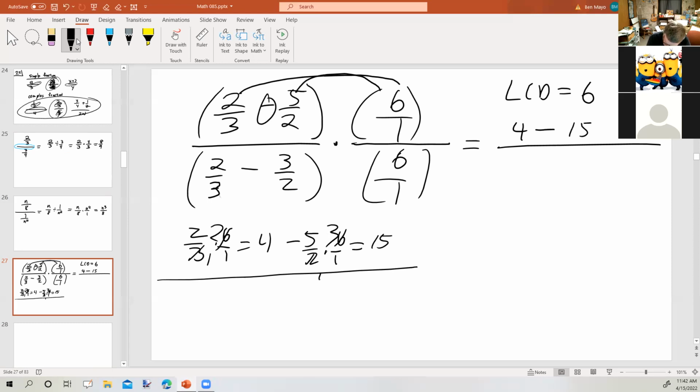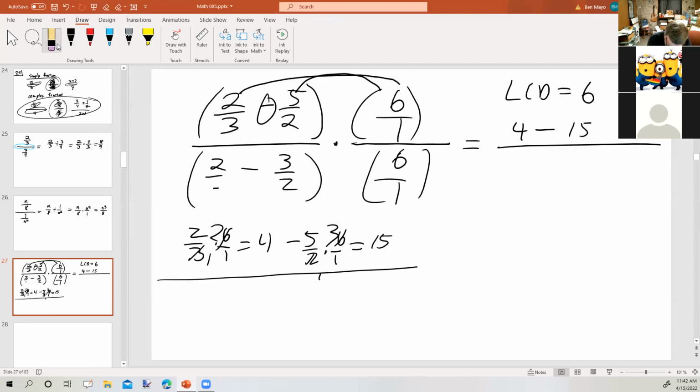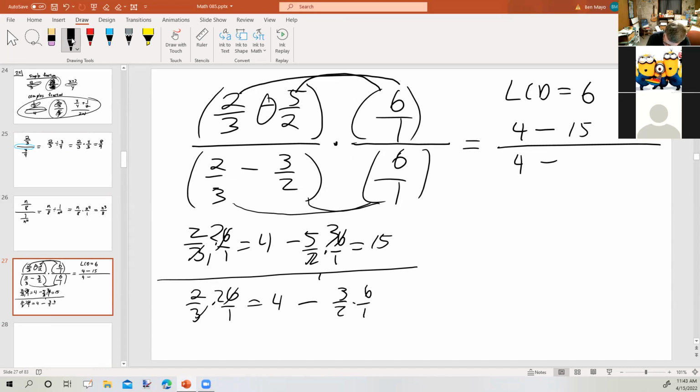Now we're going to the denominator, 2/3. What the heck just happened? That was interesting. Hang on. I must have touched the wrong thing here. I'll go a little more carefully. 2/3 times 6/1, which is 4. Minus 3/2 times 6/1, which is 9.